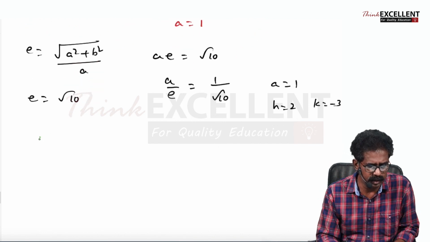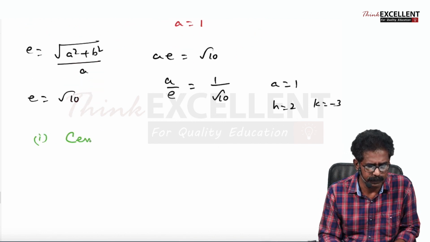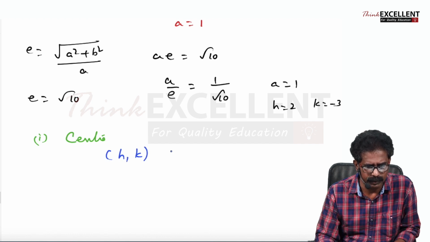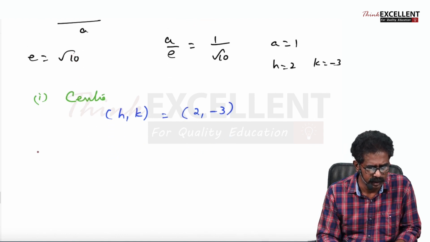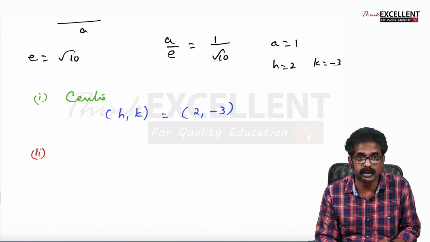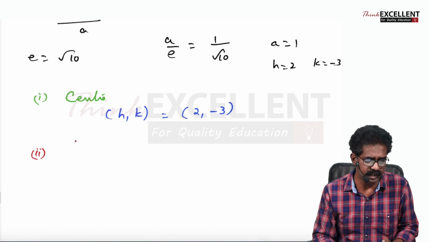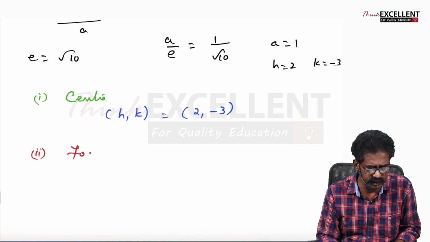So first we want the center. Center, what's the formula? H comma k. So here it is 2 comma minus 3. Okay, so that is the center. The second one, what do you need? In the question paper, you see the order. What order they are asking, you find in that order. If it is focus, you write focus.